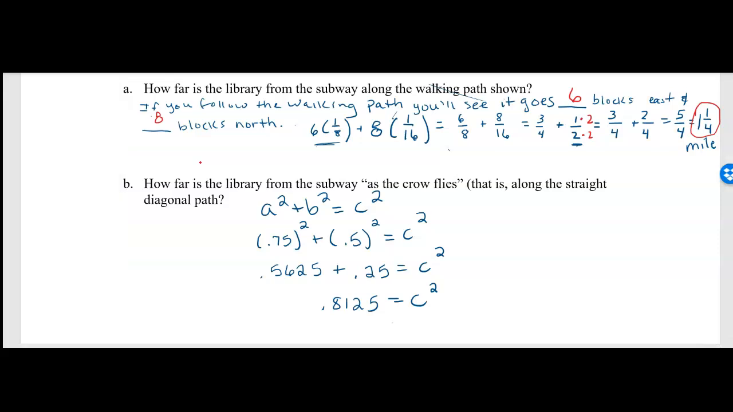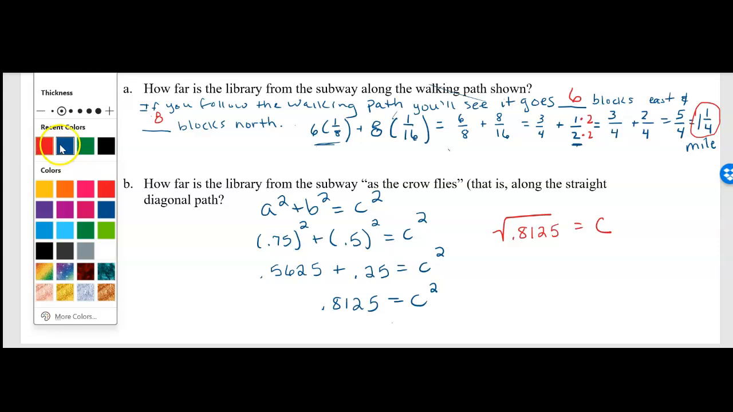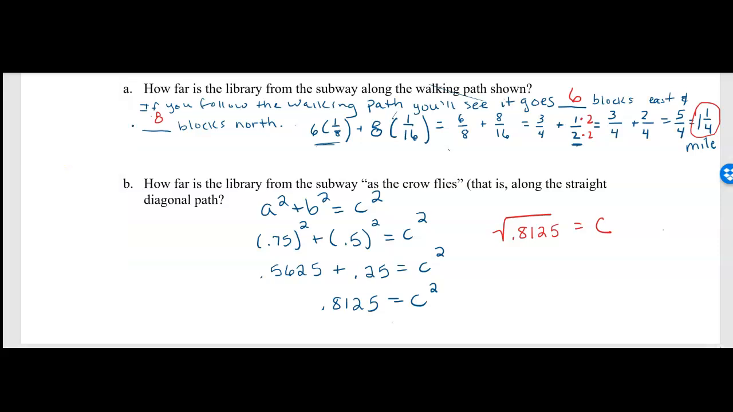Now think about what we need to do to solve for c. This number is equivalent to c squared. So if we want to find c, then what we're going to have to do is take the square root of 0.8125. That's going to give us the answer for c. Whenever you want to find the answer to a squared, b squared, any of those, you want to take the square root at the end. You can use your calculator and use the square root key, but we're going to round, and it comes to about 0.9 miles. If you take the diagonal, you'll walk just under a mile, but if you were to take the walking path, you would walk about 1.25 miles.